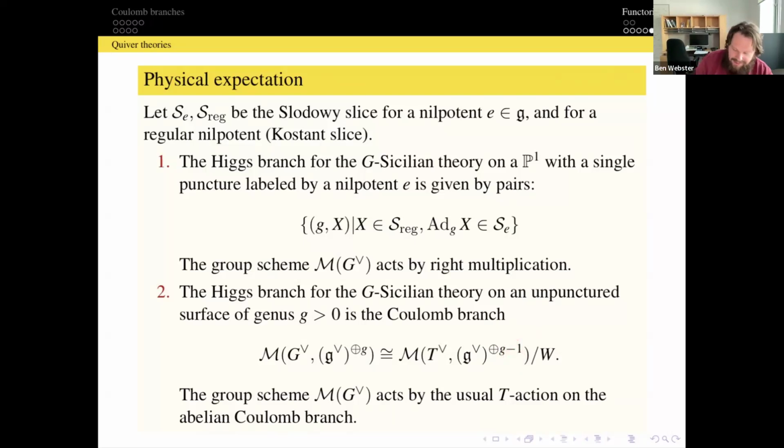So this is a proposal for all the pieces you need to build up your theory. And again, this M_G action transfers over from the abelian case, where if I take this abelian Coulomb branch, it has an action of the group T on it.